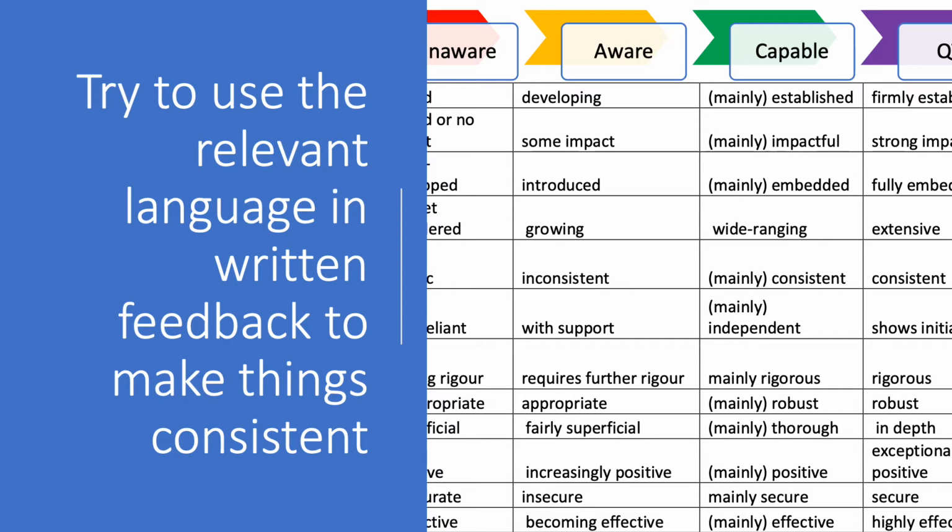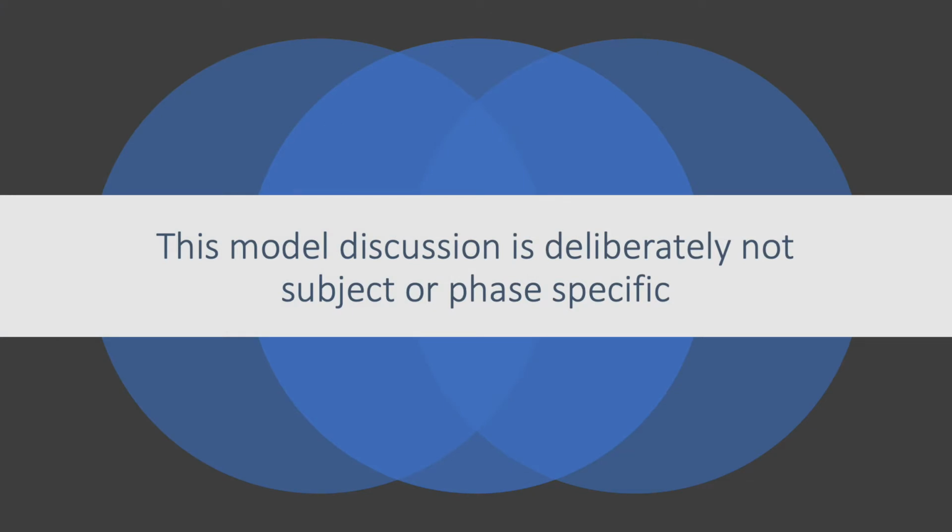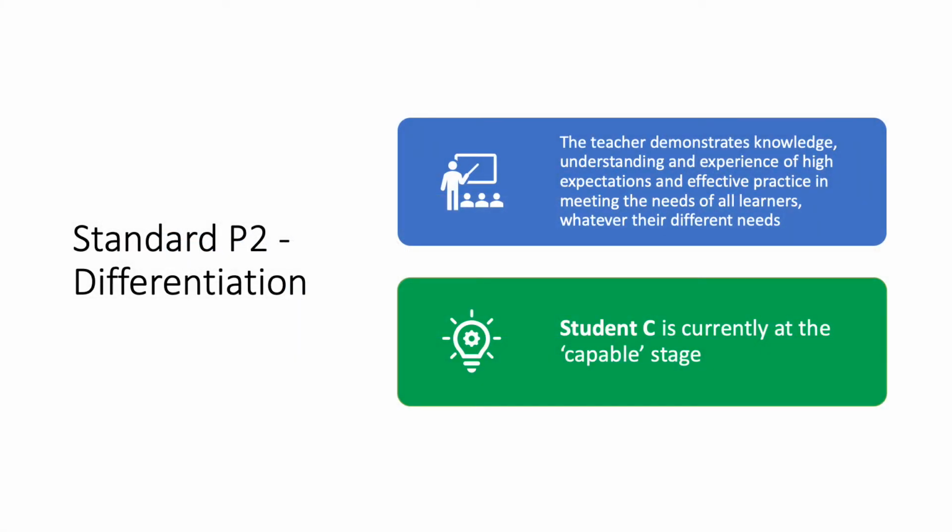And the final thing to say is that this guidance is not intended to be phase or subject specific, but hopefully applicable across and to all of our student teachers on all of our programmes at Cardiff Met. So the student teacher we're looking at here, student C, is at the capable stage. So if we take a look on the table, we can see the sort of language that we're talking about here when we're discussing a student at the capable stage.